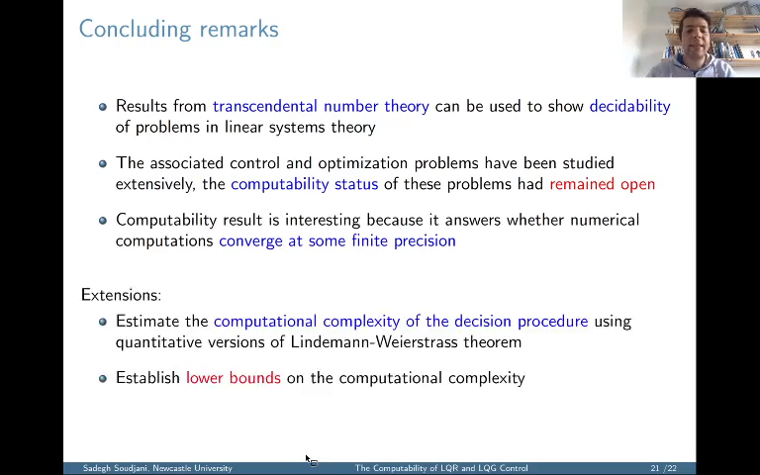As an extension, we can estimate computational complexity of the decision procedure using quantitative versions of the Lindemann-Weierstrass theorem. These complexity bounds are pessimistic. They are doubly exponential, dependent on some proper representation of the input values. It would be interesting to see whether there are better computational complexity bounds. We are not aware of any lower bound on the computational complexity. It would be also interesting to see whether there are lower bounds for the complexity of these decision procedures.